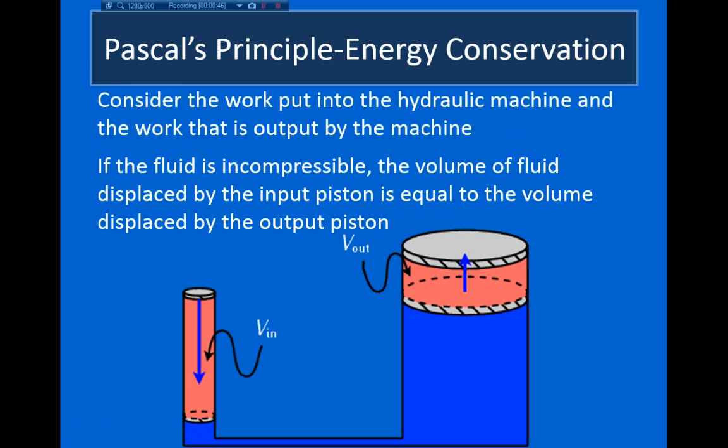And the basic idea behind this is that because the fluid is assumed to be incompressible, when I push down on the input plunger and I displace some of this fluid, the output plunger has to go upwards, and the volume that is created by the output plunger moving upwards is equal to the volume of the fluid that I displace when I push down on the input plunger.